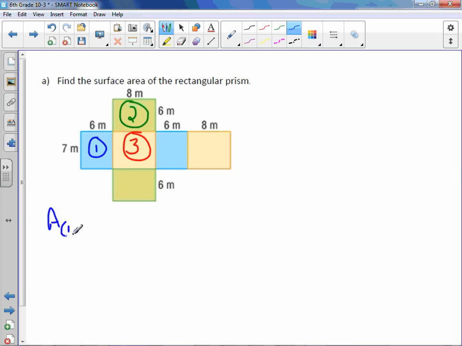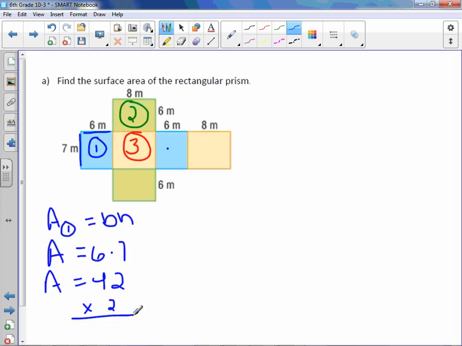It is a rectangle, so the area is base times height. The base and height are 6 and 7, which is 42. Now remember, there are 2 of them. So I'm going to take that amount and multiply it by 2. And I get 84 for the blue.